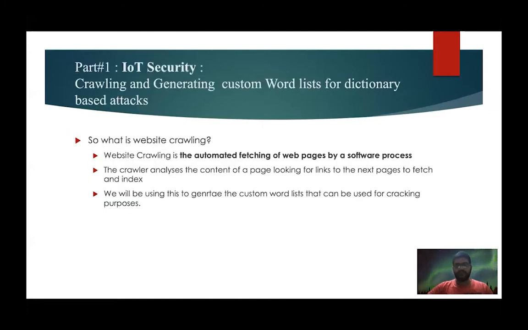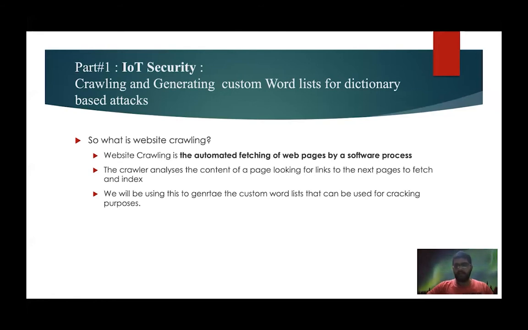Let's start with part one, that is crawling and generating custom word lists for dictionary based attacks. So let's quickly discuss what website crawling is. Website crawling is an automated fetching of web pages by a software process. It's a fully automated process.